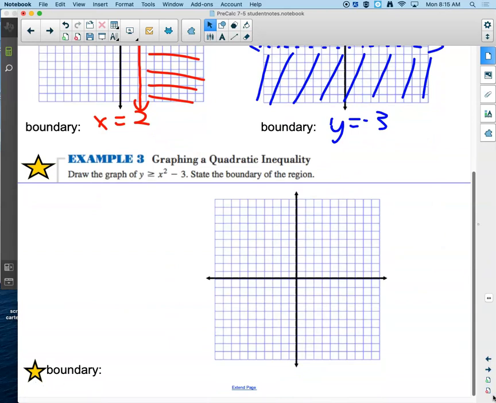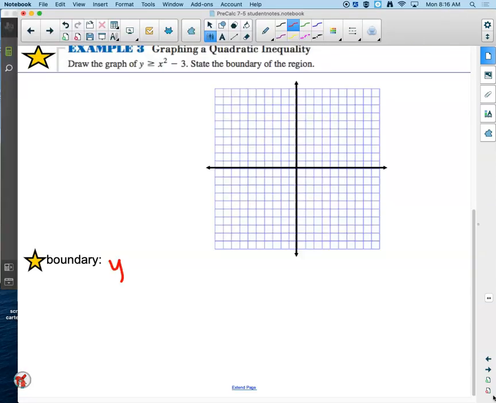All right, example 3, graphing a quadratic inequality. Draw the graph of y is greater than or equal to x squared minus 3. State the boundary of the region. So, hopefully, you've got a little picture of a parabola in your head. y equals x squared minus 3. And the way we learn to graph this in Algebra 2 is through the use of translations.